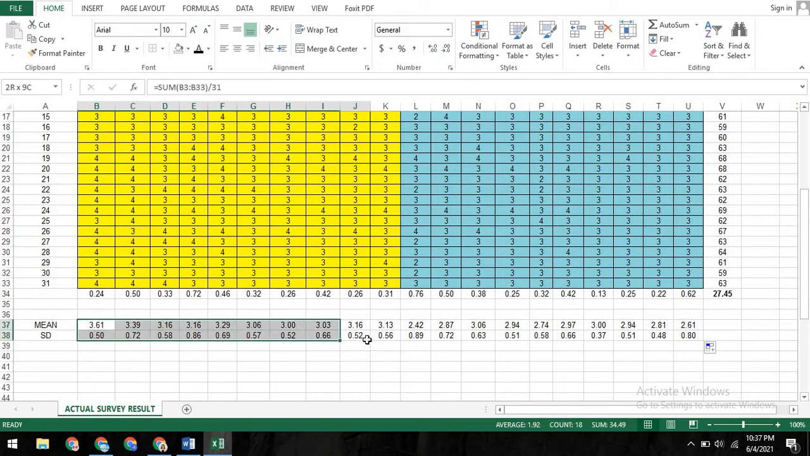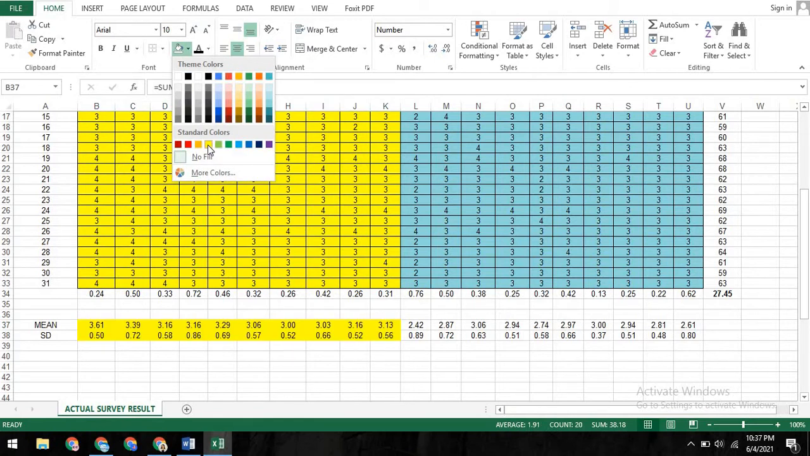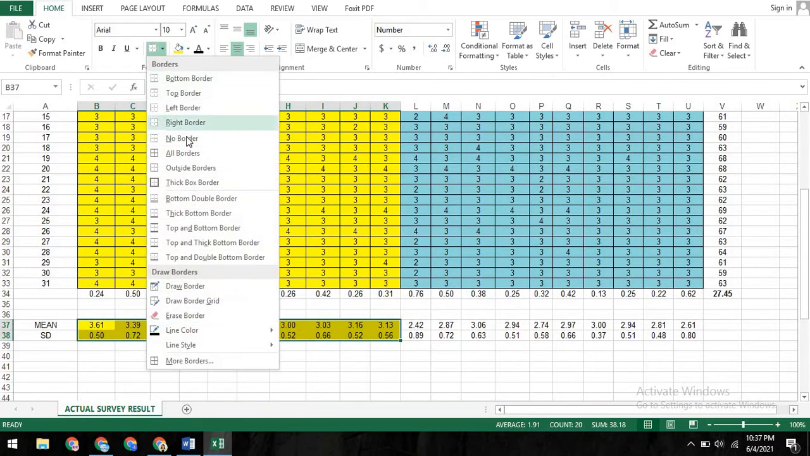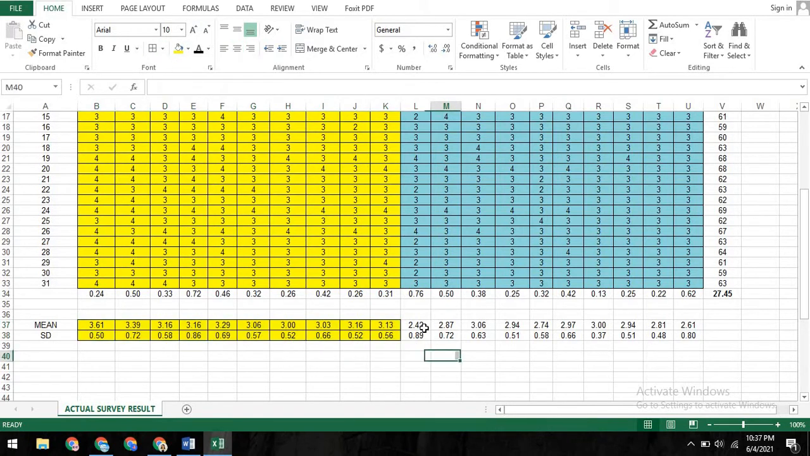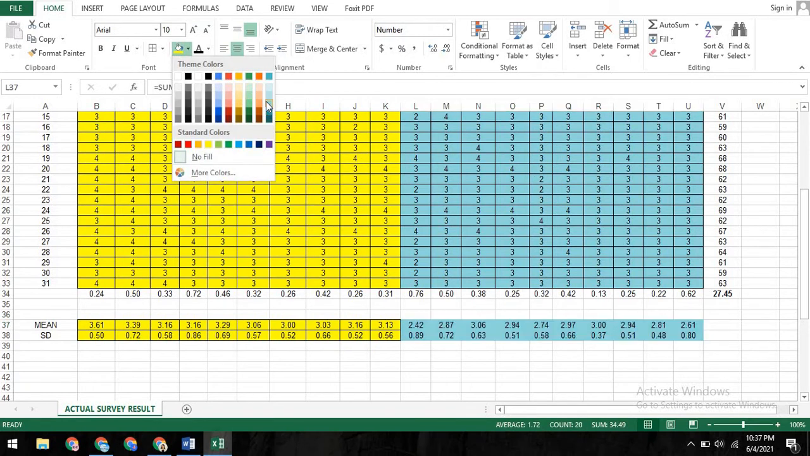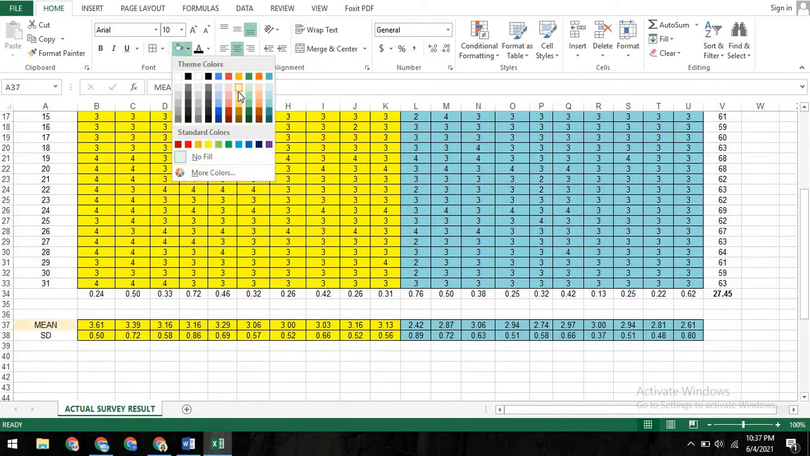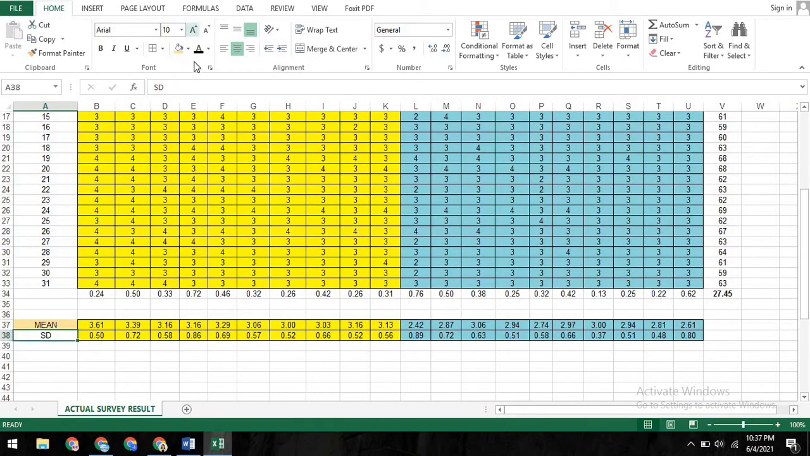But in order for us to identify that this result is under the dependent variable psychological, let us fill the columns with color yellow and this column color blue, right? So this one, it is up to you what color you are going to use.